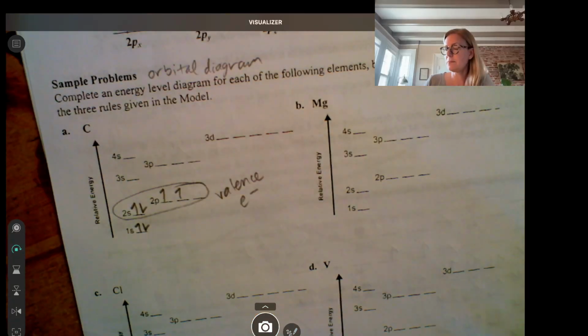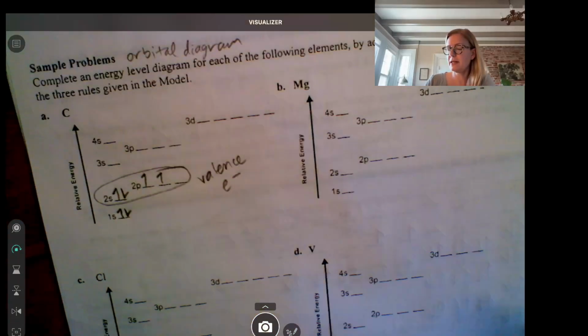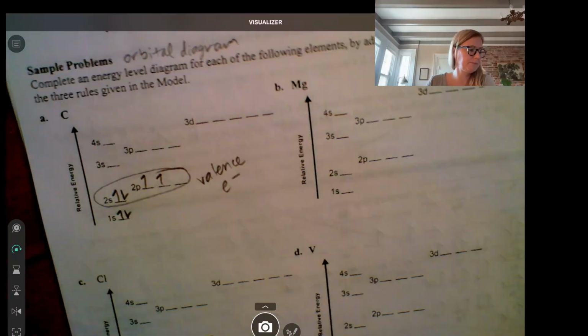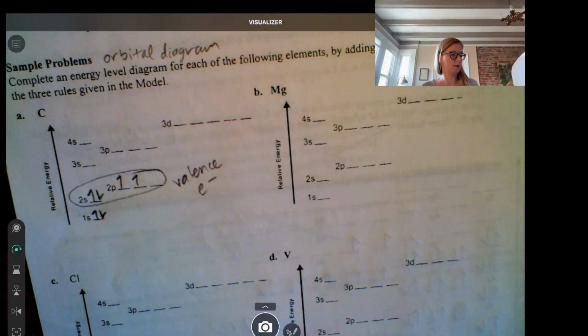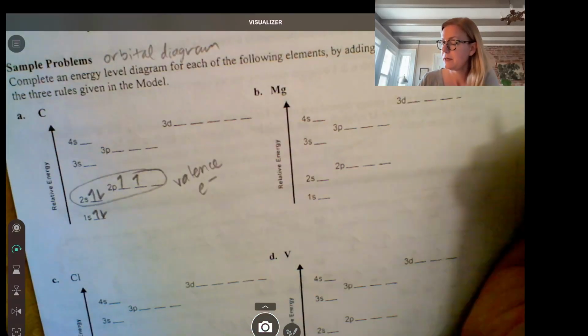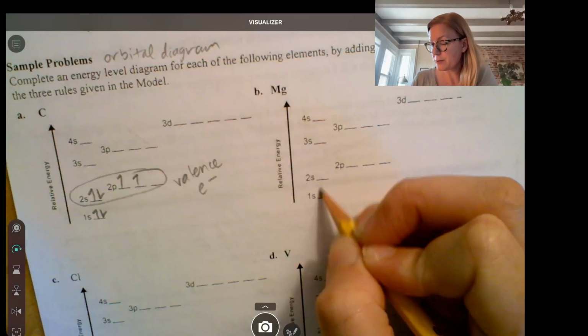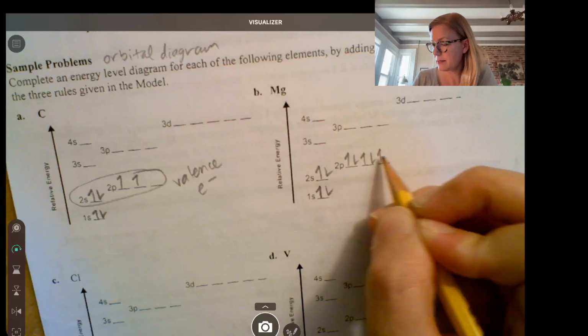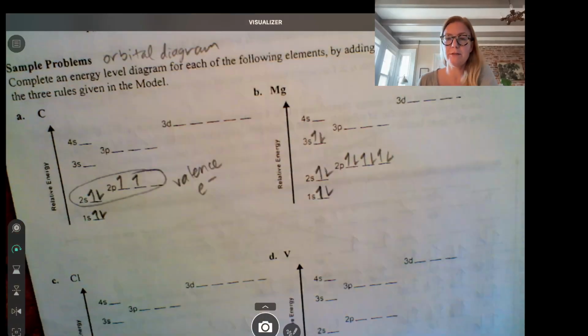Okay, so you can pause the video and go ahead and try magnesium, chlorine, and vanadium on your own, and then unpause the video. Okay, so magnesium is element number 12. So it has 12 electrons. 1, 2, 3, 4, 5, 6, 7, 8, 9, 10, 11, 12, and we're done.